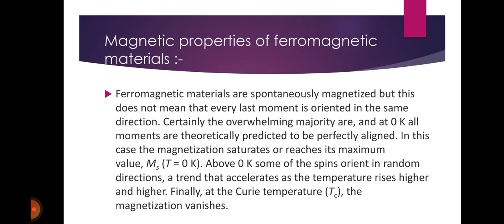Ferromagnetic materials are spontaneously magnetized, but this does not mean that every last moment is oriented in the same direction. Certainly, the overwhelming majority are, and at 0 K, all moments are theoretically predicted to be perfectly aligned. In this case, the magnetization saturates or reaches its maximum value. Above 0 K, some of the spins are oriented in random directions, a trend that accelerates as the temperature rises higher and higher. Finally, at the Curie temperature, the magnetization vanishes.